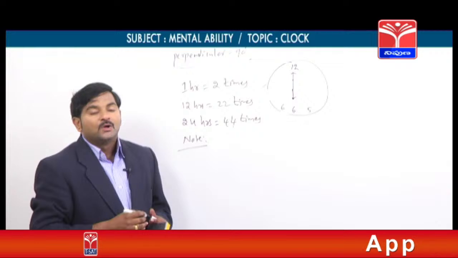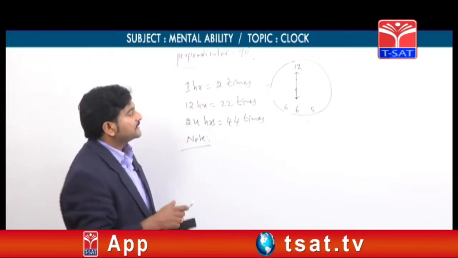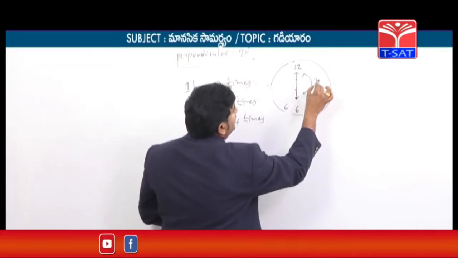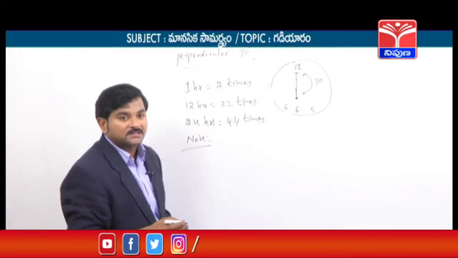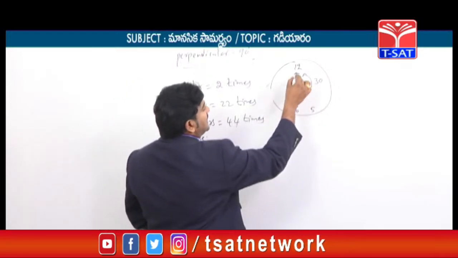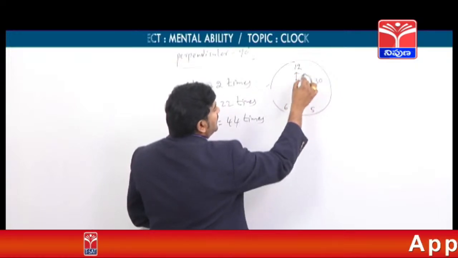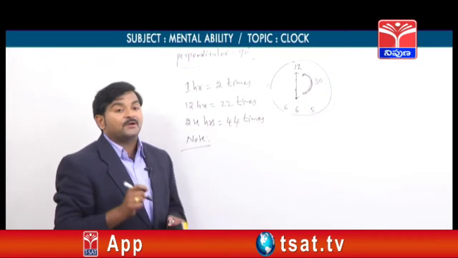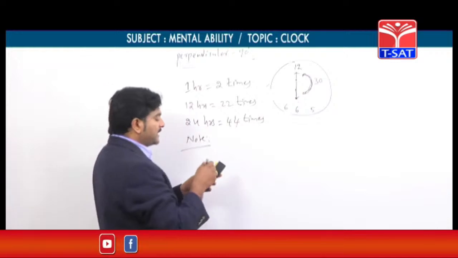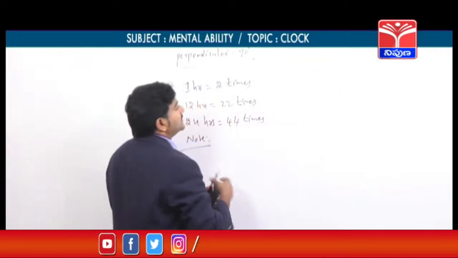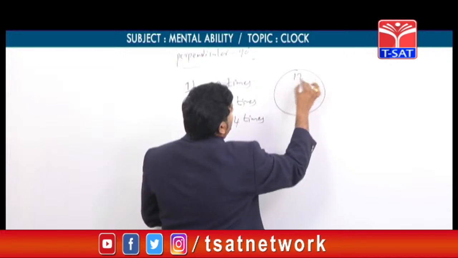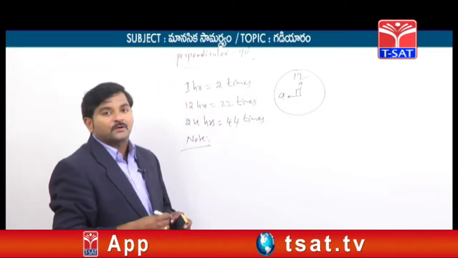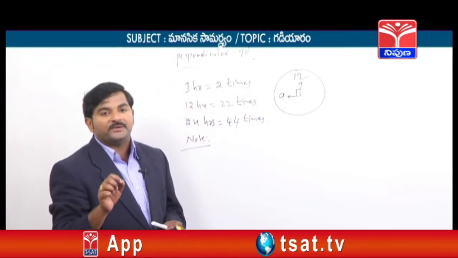that is when the two hands are opposite to each other, then these two hands are 30 minute spaces apart. What does it mean? The hour hand is at 6 o'clock, the minute hand is at 12 o'clock. From 12 to 6, how many minutes do we have? 30 minutes. Similarly, when the two hands are perpendicular to each other, the two hands are 15 minute spaces apart. And when the two hands coincide, they are 0 minute spaces apart.